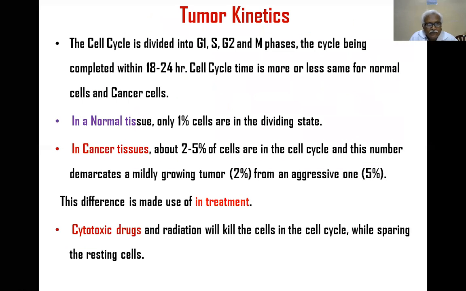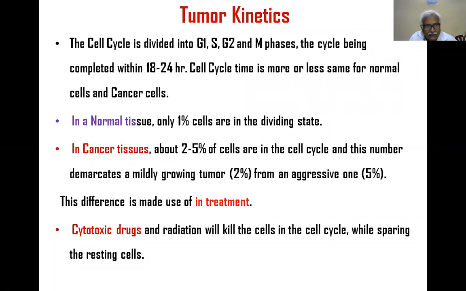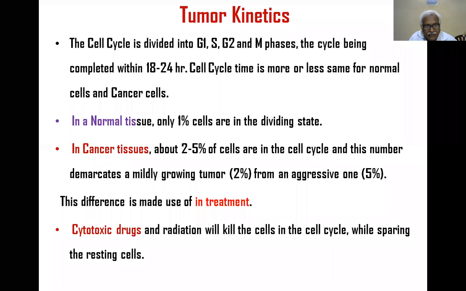So, tumor kinetics: the cell cycle is divided into G1, S, G2 and M phases. The cell cycle is completed within 18 to 24 hours. Cell cycle time is more or less the same for normal and cancer cells. In a normal tissue, only 1% of cells are in the dividing stage. In cancer, 2 to 5% of the cells are in the cell cycle, and this number demarcates a mildly growing tumor at 2% from an aggressive one at 5%. This difference is made use of for treatment.